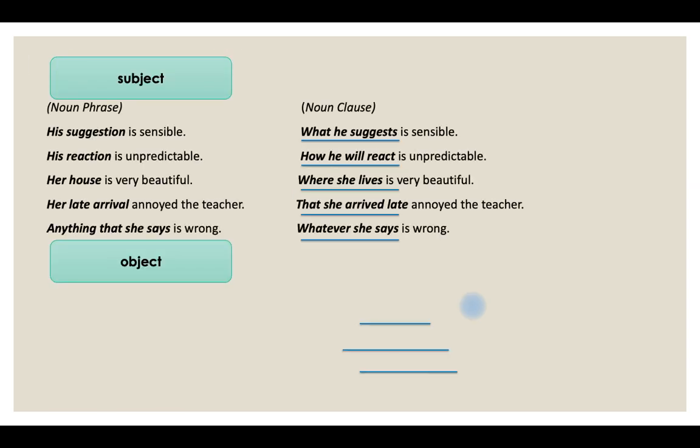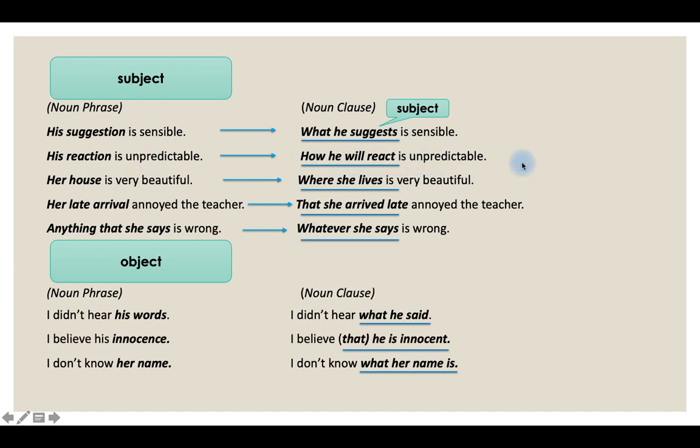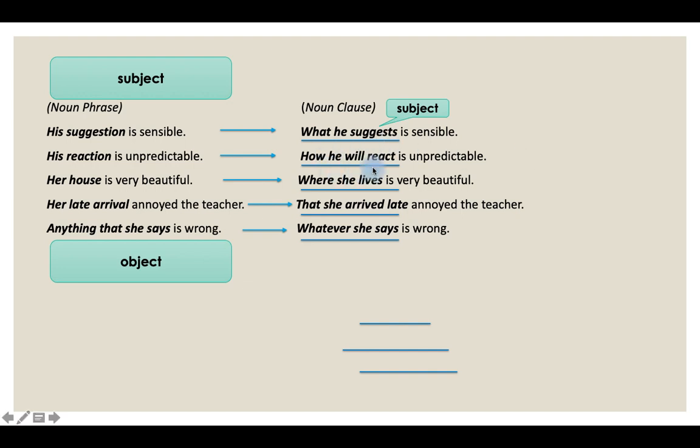So what about subjects? On the left you can see noun phrases, and on the right we have noun clauses. Yeah, so we actually made noun clauses out of these noun phrases. His suggestion is sensible. What he suggests is sensible. This is the subject of the sentence, what he suggests, right? His reaction is unpredictable. How he will react is unpredictable, is again the subject of the sentence.